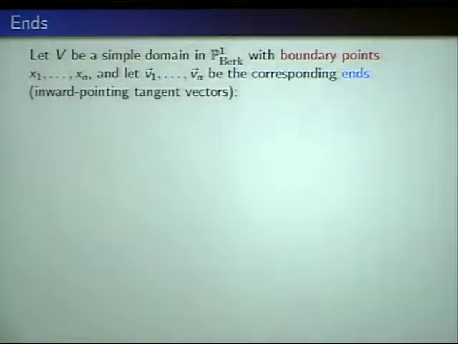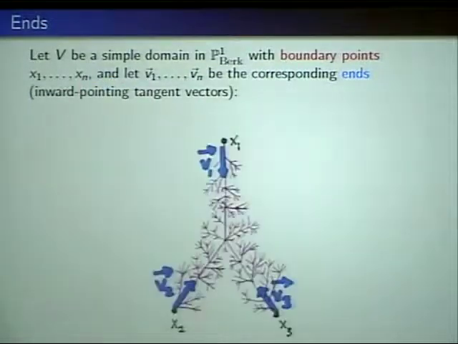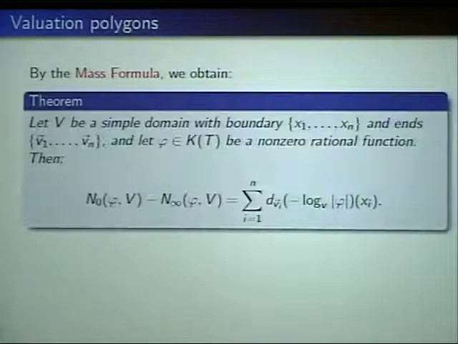So V is a simple domain with finitely many boundary points and finitely many ends. There was the picture again. I'm just going to talk about simple domains where we have finitely many boundary points. Otherwise, that previous formula is sort of too complicated. But I'll tell you what it says for simple domains. So by the mass formula, we said that the Laplacian satisfied this mass formula. So what we get is that the number of zeros of phi in V minus the number of poles of phi in V is some kind of sum of certain directional derivatives.